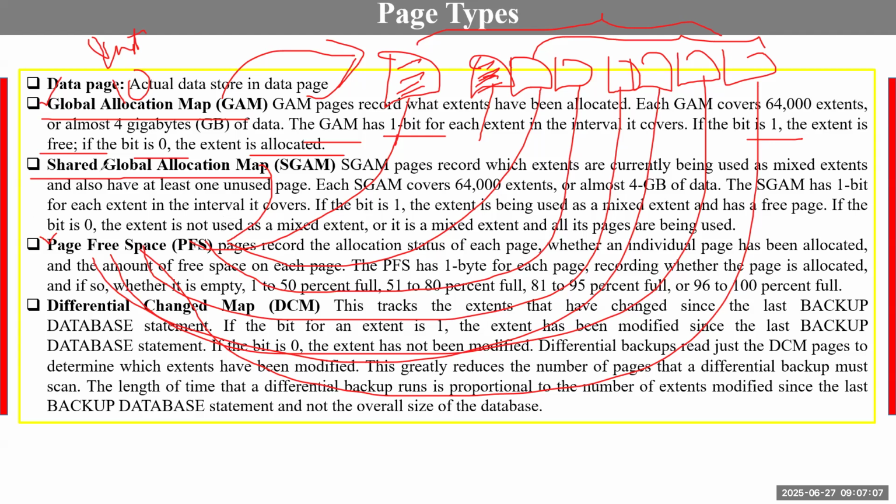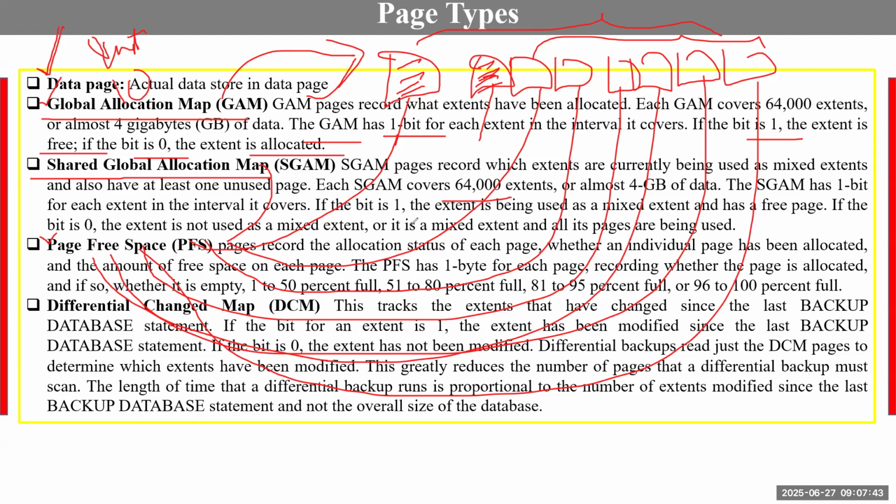So SGAM will also hold 64,000 extents information. That 64,000 extents information, it will hold information, not data. Please don't get confused. Information, not data. Data is stored in the database only. These are all information. So SGAM will also contain 64,000 extents information.